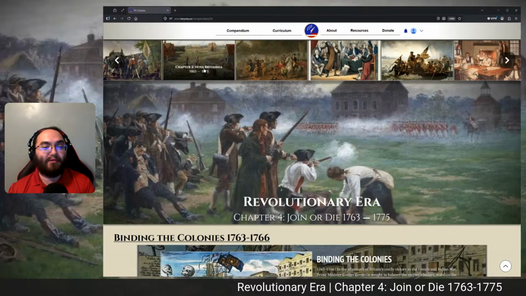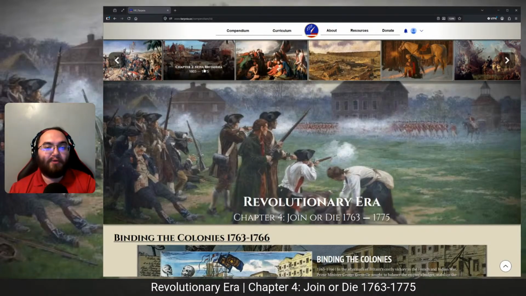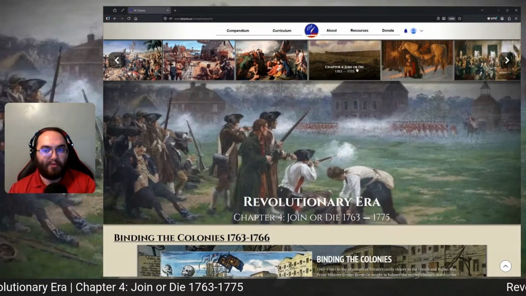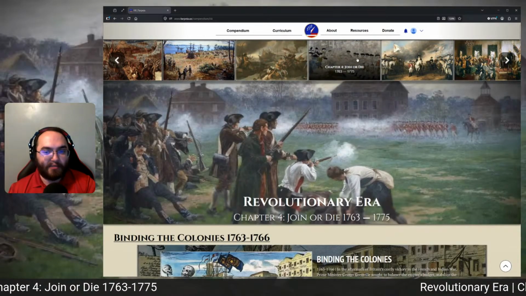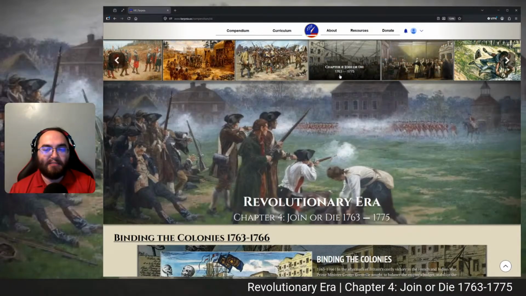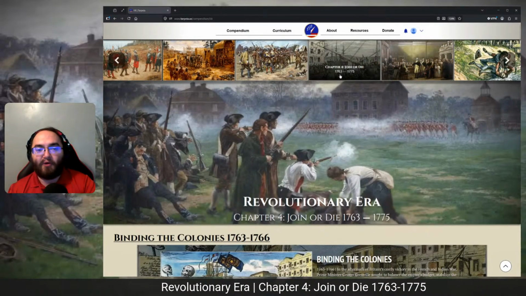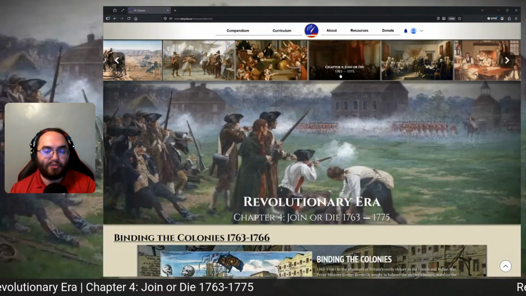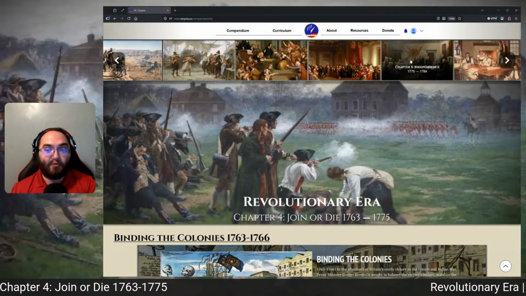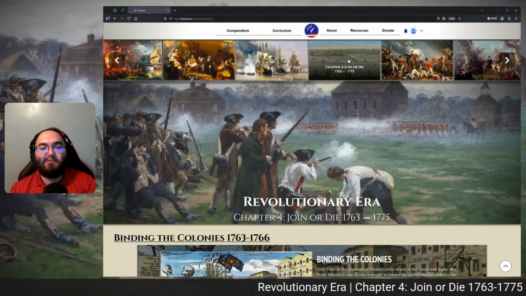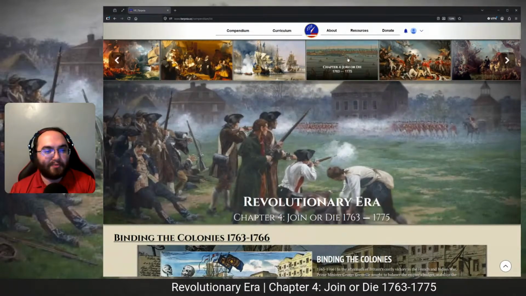Today we're going to be covering chapter 4 of our compendium. This is the first chapter of the Revolutionary Era. This chapter, called Join or Die, covers the years 1763 to 1775. So these are the 12 years leading up to the American Revolution, which will be chapter 5, which I'll discuss tomorrow on July 4th. And so today we're just going to be covering this chapter.